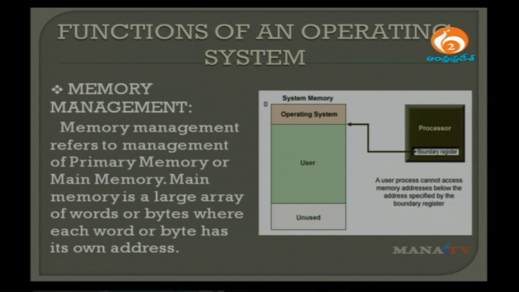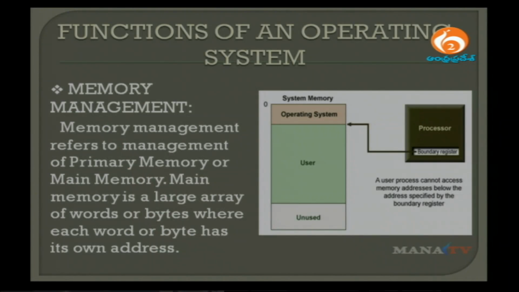Now, I will tell you what it means. When I speak about the management of memory, we have something called the internal memory, the primary or the main memory. When I speak about the internal memory, you have primary memory and main memory. The primary memory is used by the operating system and the main memory is used by the user. And there is something called unused memory, which is not being used until now.